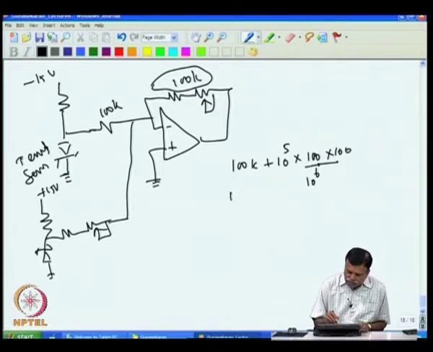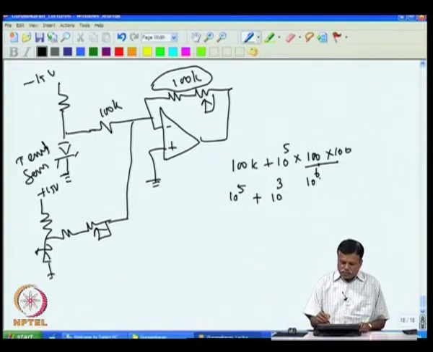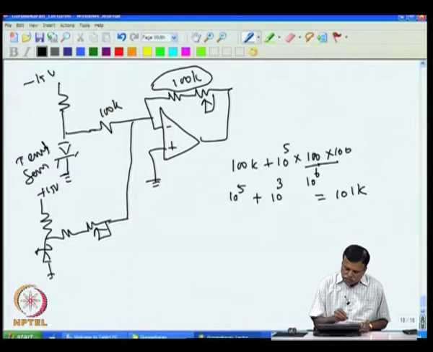So, that actually becomes 10 power 5 plus 10 power minus 9, so that becomes 10 power 3. That means this resistance becomes 101K. So this will go down to 99K, and this actually becomes 101K.